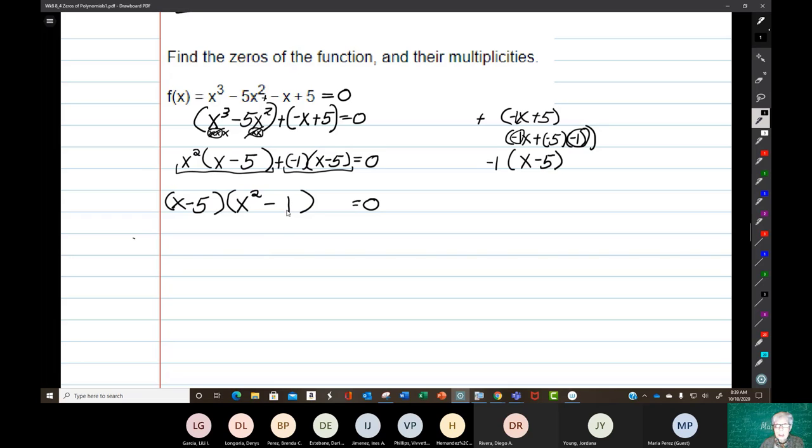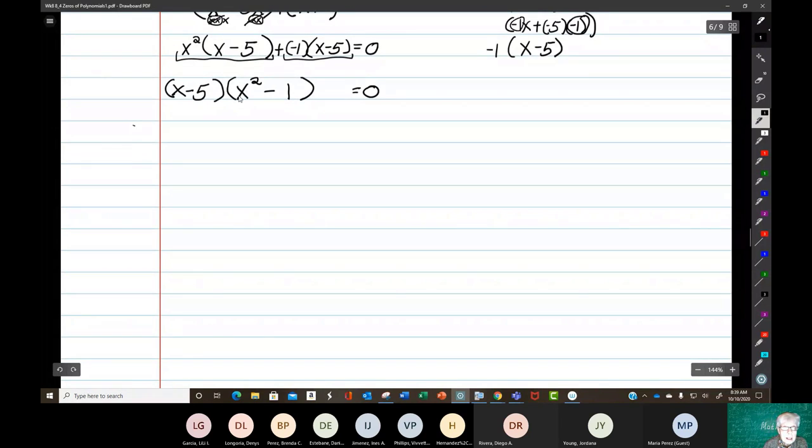Okay, now just when you thought you were finished, this is a perfect square minus a perfect square. One squared is one. So I'm going to factor this by the difference of squares. Well, I'll have x minus five times x plus one times x minus 1 equals 0.